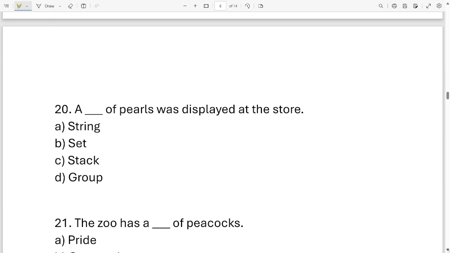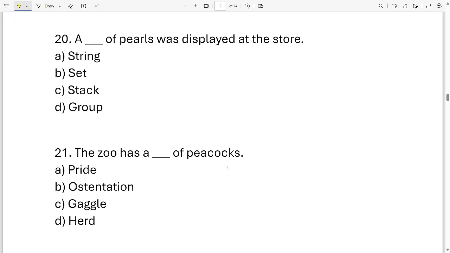Okay. Next sentence. A dash of pearls were displayed at the store. Now which word should come in this blank? Your options are string, set, stack, group. Out of these options, which option is the correct one? Is it A, is it B, is it C, or is it D? The correct option is option A. A string of pearls was displayed at the store.